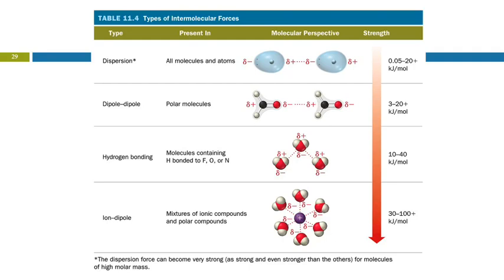So this table from your textbook gives you a nice overview of the 4 different types of intermolecular forces. It's important to know their names, and be able to identify which of these are present in a given molecule. Everything has dispersion forces. Polar molecules have dipole-dipole forces. For hydrogen bonding, you've got to have hydrogen bonded to F, O, or N, phone home. Ion-dipole, you've got a polar compound with an ionic compound. And the strength increases as you go down.